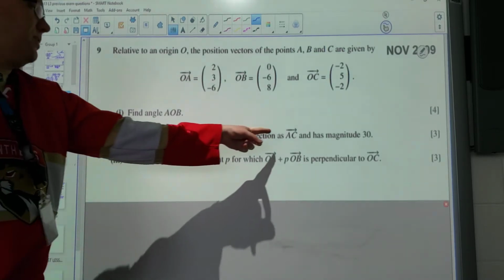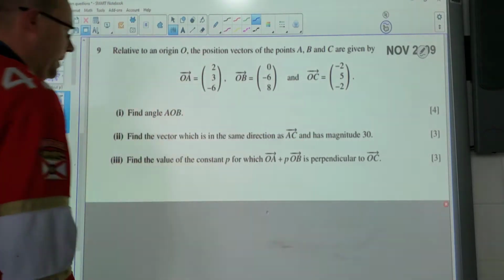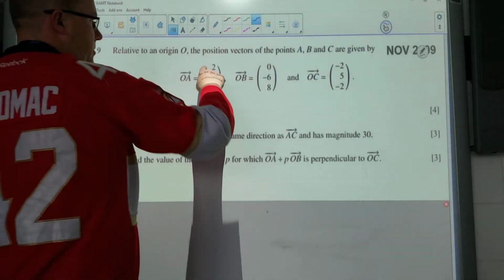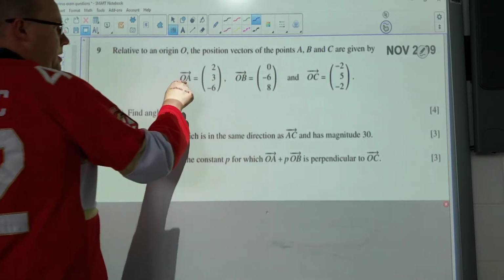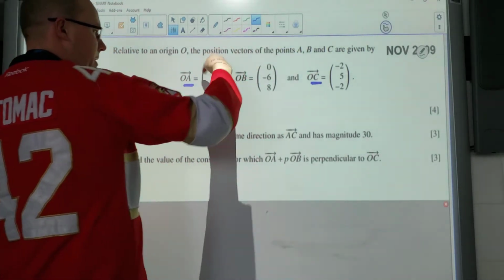Part 2, find a vector which is in the same direction as AC, but has magnitude 3. So on the other questions, it mainly talked about unit vectors. So that was one of the reasons why I wanted to pick this question out here. So A to C, I know involves these two things here. Here's my vector A, and here's my vector C. So I've got to do C take away A.